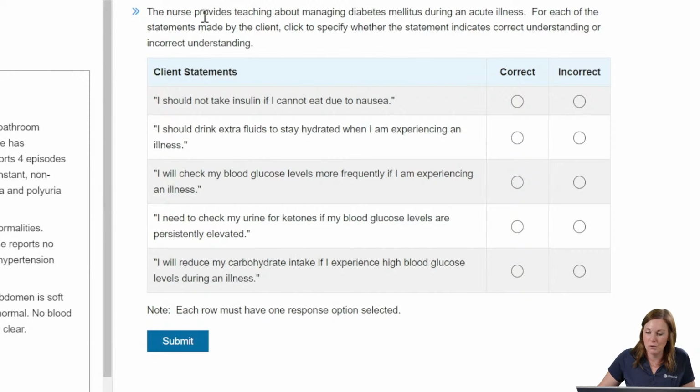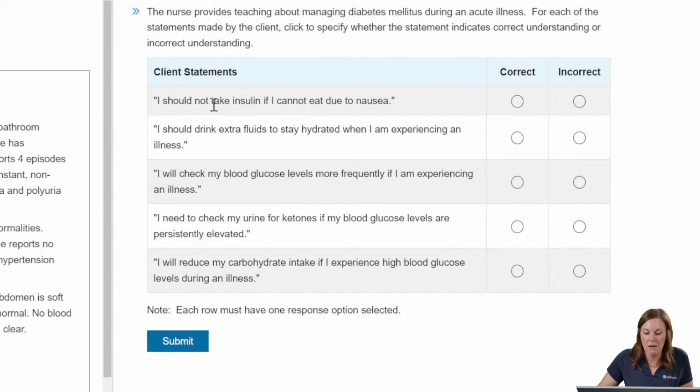It says the nurse provides teaching about managing diabetes during an acute illness. So we're thinking sick day management here. For each of the statements made by the client, click to specify whether the statement indicates correct understanding or incorrect understanding. And so I'll read the statements. You guys feel free to like summarize which ones you think are correct and which ones you think are incorrect.